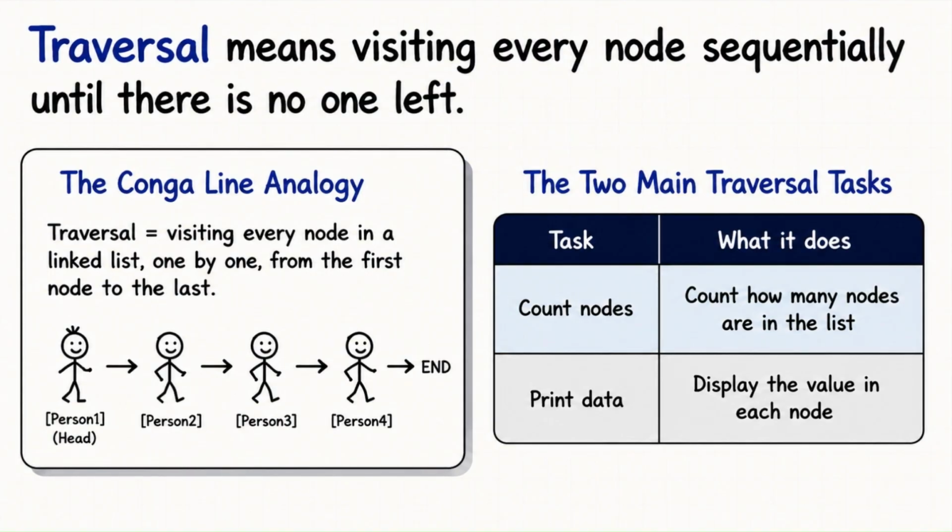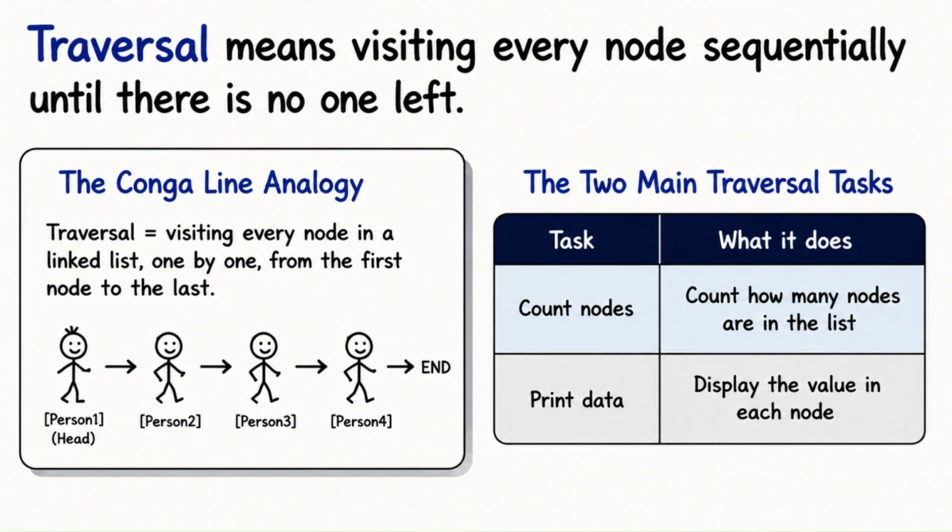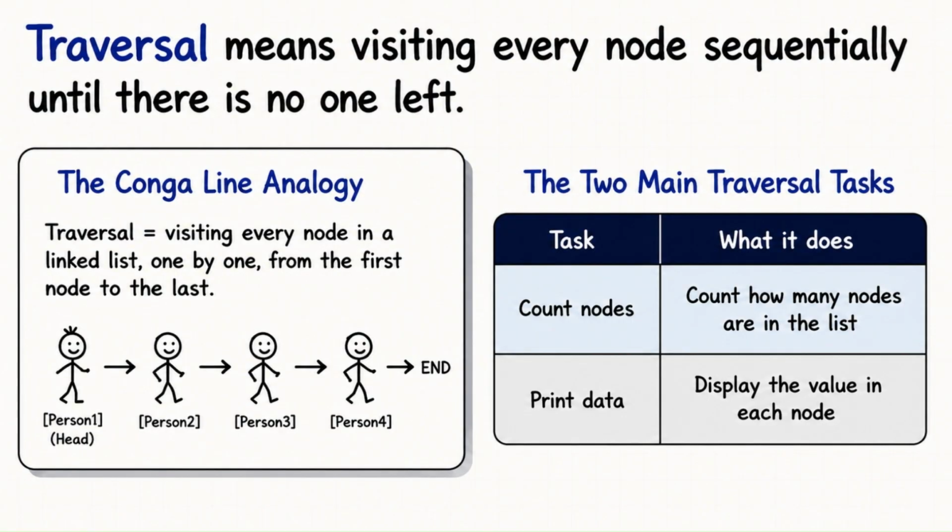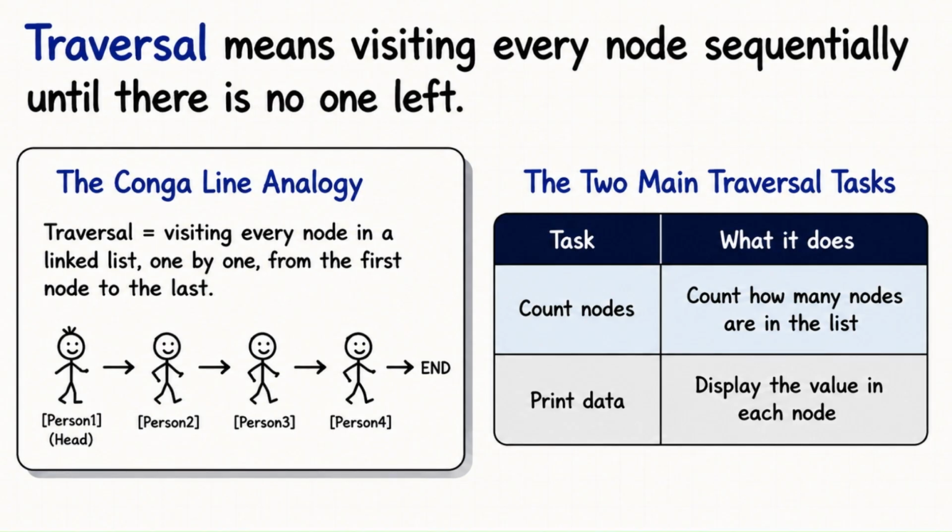I actually really like to think of traversal using a conga line analogy. Just imagine a line of people holding on to the person in front of them. Person 1 is at the front, they're the head. Person 1 holds on to person 2, who holds on to person 3, all the way down to person 4, who, well, isn't holding on to anyone at all. They're the end, the null.